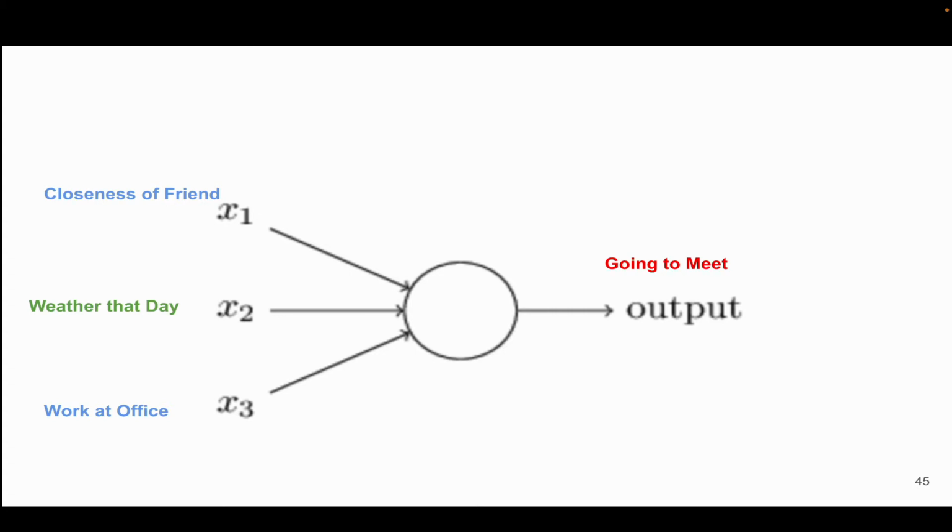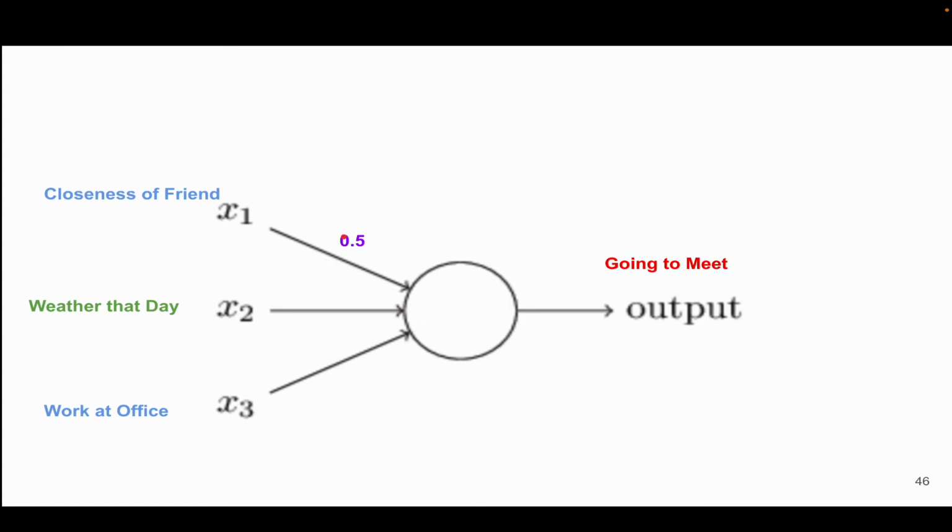So these factors are independent. Closeness of friend does not determine what the weather of that day will be, and closeness of friend does not depend on the work at office. These are independent factors, but eventually all three will combine to give you the output of whether you are going to meet that person or not. So let's assign a weightage to each factor. Let's suppose for me personally, the closeness of friend is 0.5.